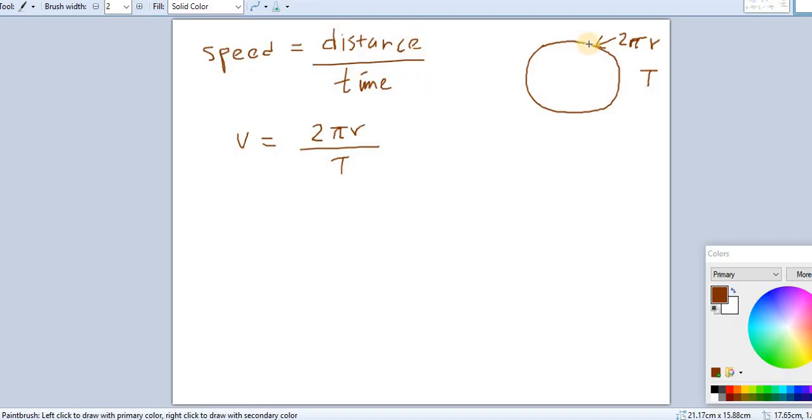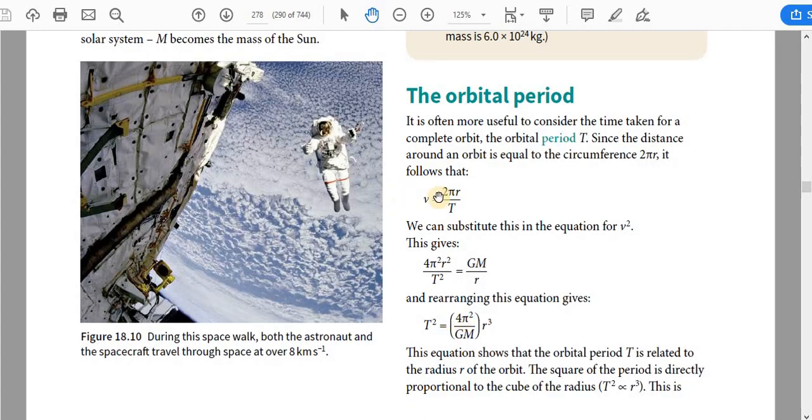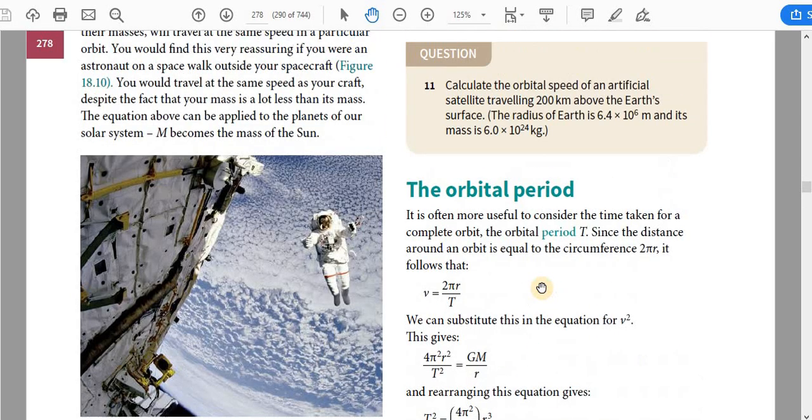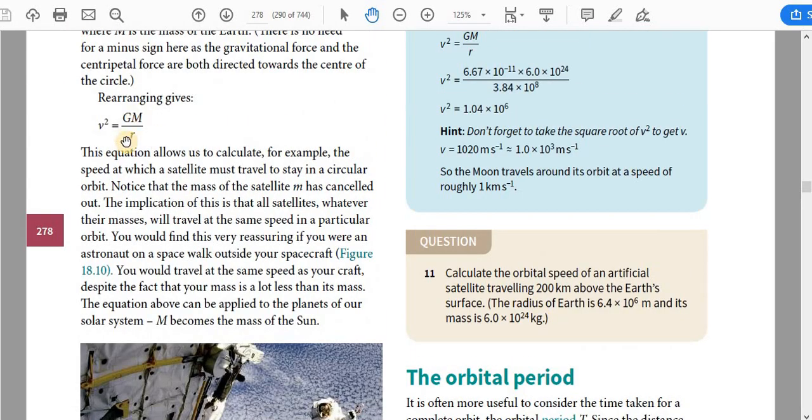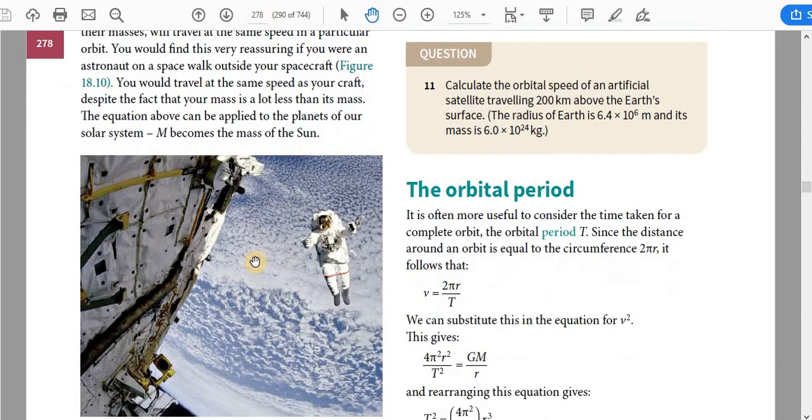Now since it's a circular orbit, let's say it starts somewhere there, it goes all the way around. So the distance all the way around is 2πr, and the time for one complete orbit is the period, that is capital T. So that's why we get v = 2πr over T. But we also know that the orbital speed v is given by this: v² = GM over r.